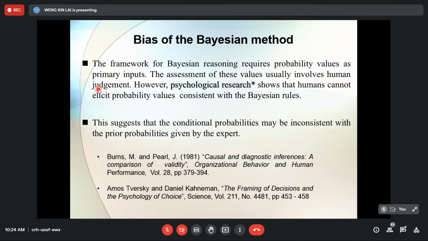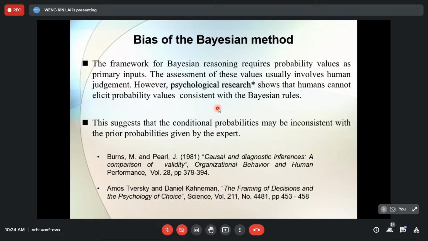Now, I think later on we will talk about this. However, the psychological research, there are some studies done by psychologists, and they published it in these 2 papers shown below here, shows that humans cannot elicit probability values consistent with the Bayesian rules. I think some of you might find that there's a new word here, elicit. That means cannot produce, cannot give you probability values consistent with the Bayesian rules, that is, that follow the Bayesian rules. So basically, in simpler terms, humans cannot give you those values accurately, consistent with the Bayesian rules.